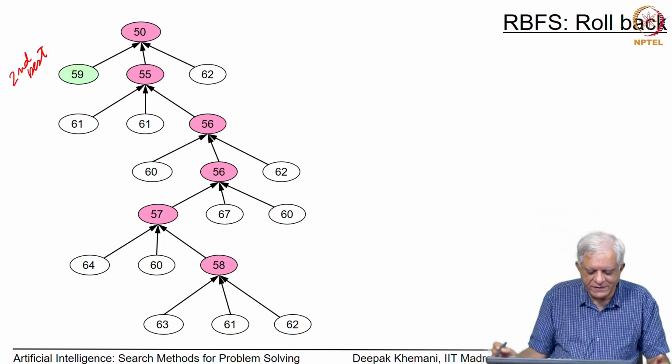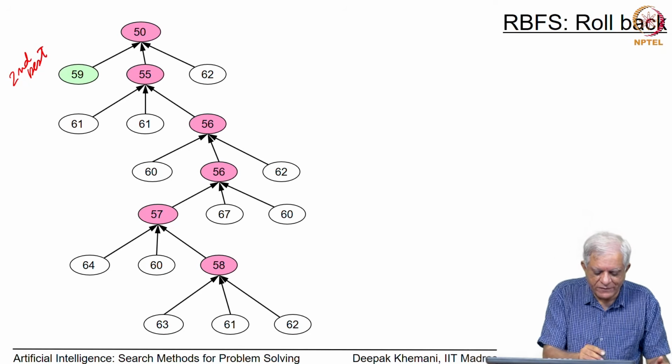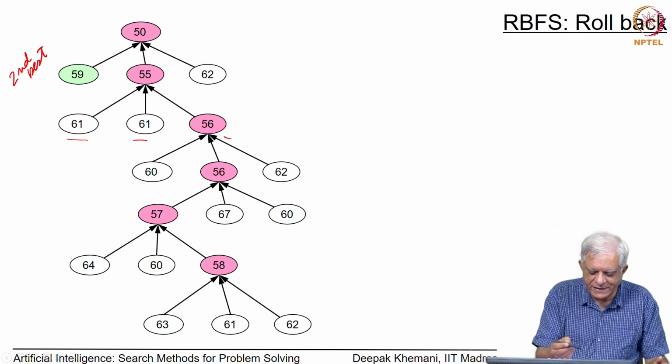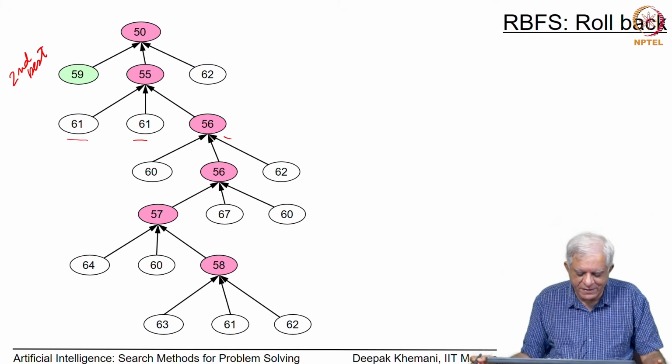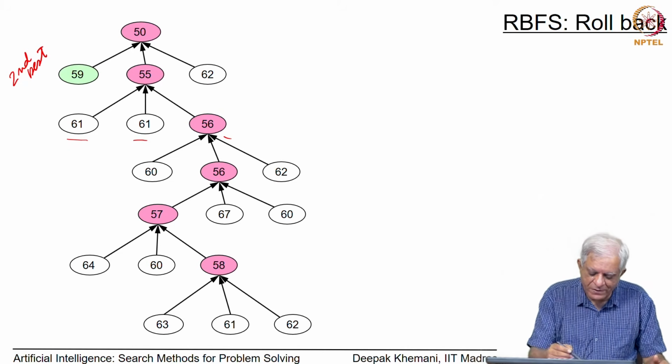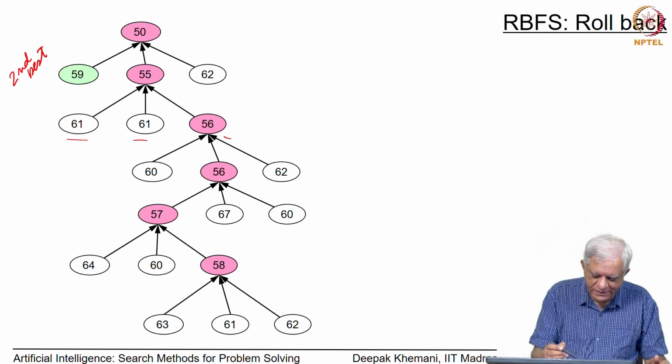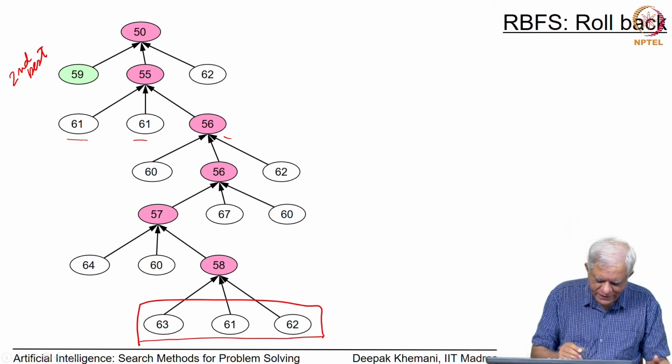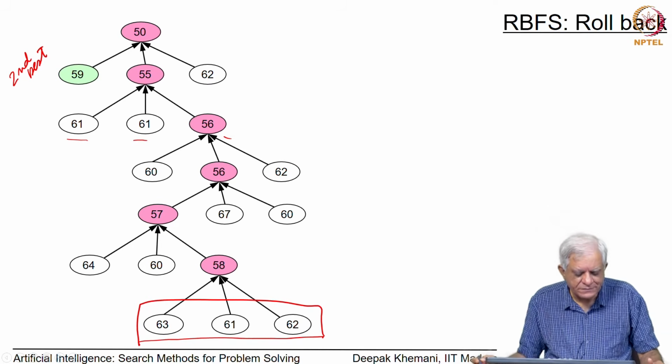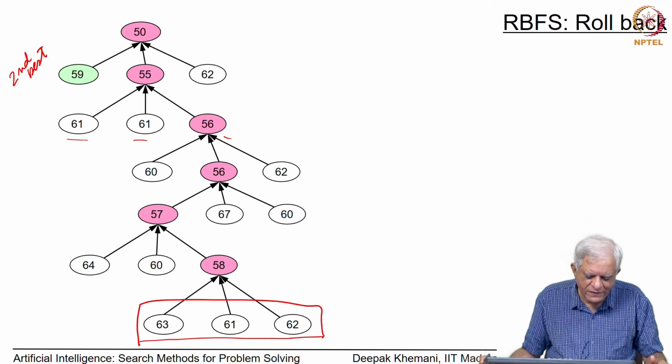Then you keep progressing, you generate the children of 55, you have 61, 61, 56, you choose the best as long as it is better than the second best. This process goes on, you come down to another 56, then 57, then 58 and then suddenly when you generate the children of this node 58, you find that all of them are worse than the second best node 59.